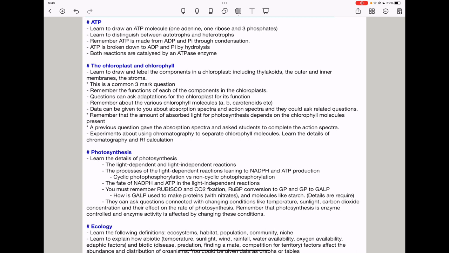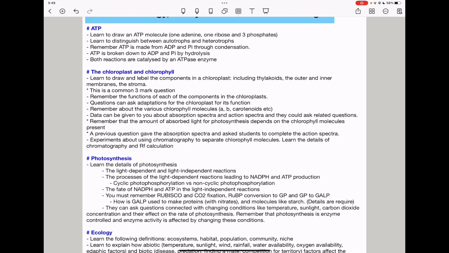Ensure that you fully understand the information in a question before you answer, because if the question is confusing, you may get it wrong. I recommend that you put great emphasis on using chromatography to separate chlorophyll molecules. Questions could be asked about using chromatography as well as Rf calculations. You need to focus on this.